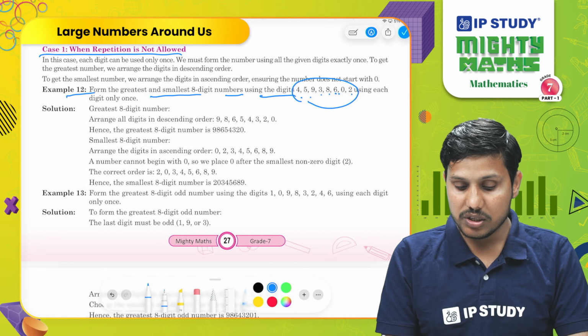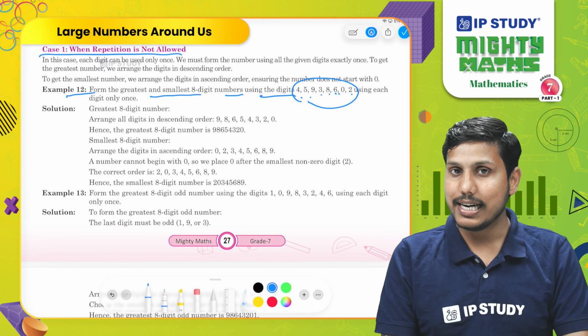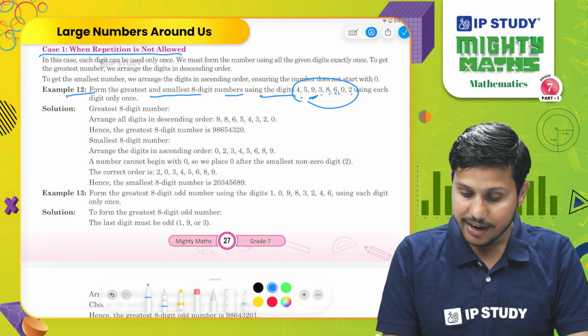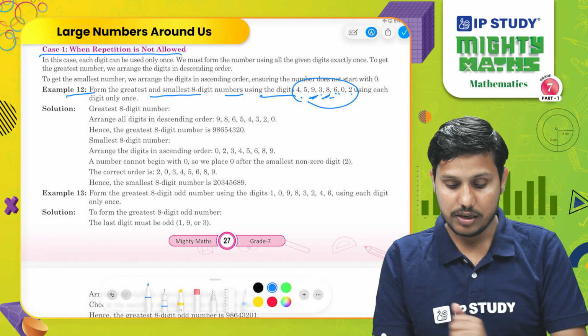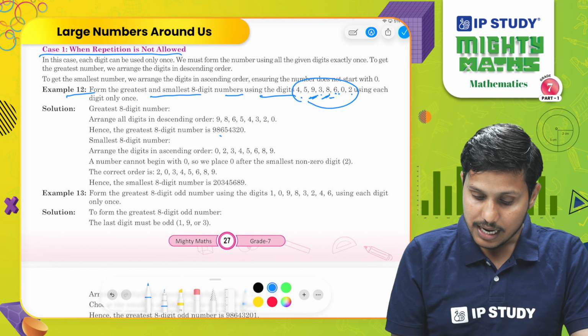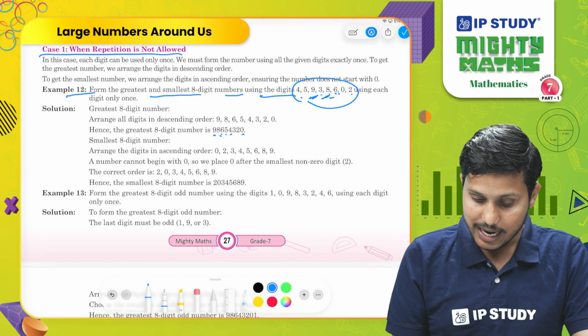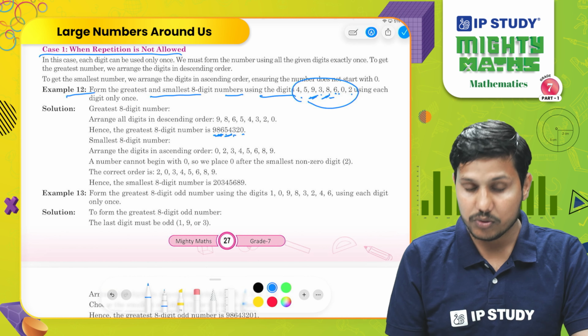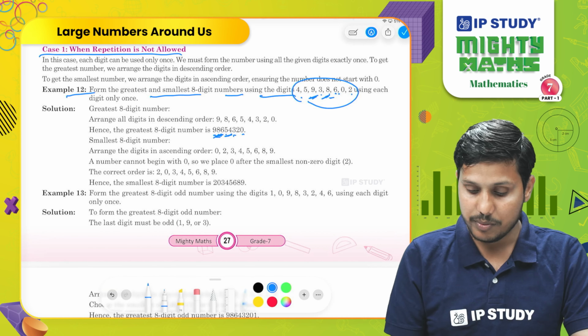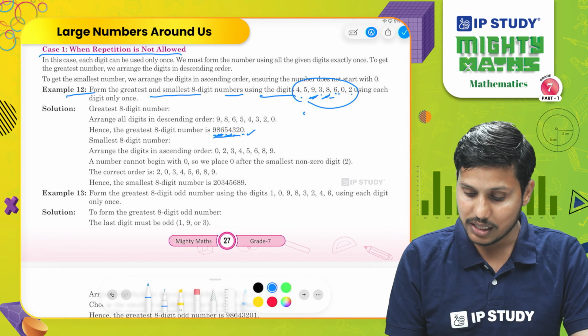So we have to check, in order to form the greater number, we have to write 9 first, then 8, then 6, and so on in descending order. So the number will be, we have ones, tens, 100, 1000, 10,000, lakh, 10 lakh, crore. 9 crore, 86 lakh, 54,320. So this will be the greatest 8-digit number using these digits.